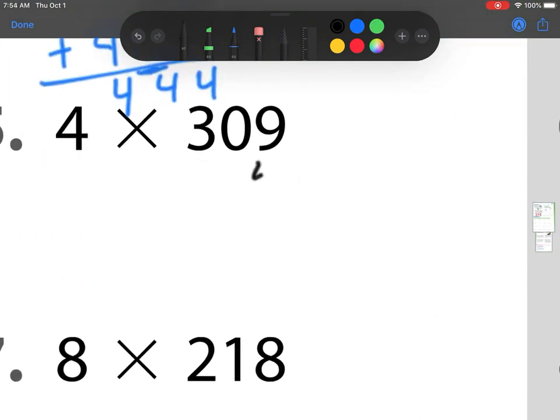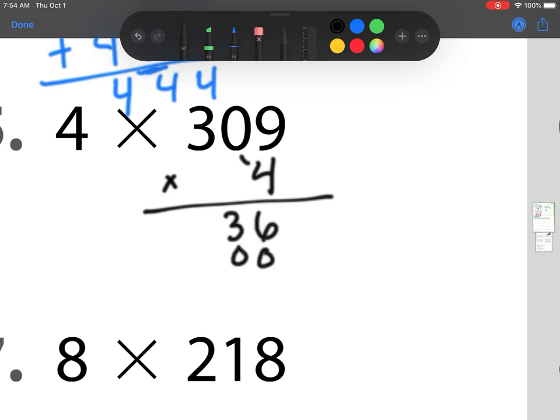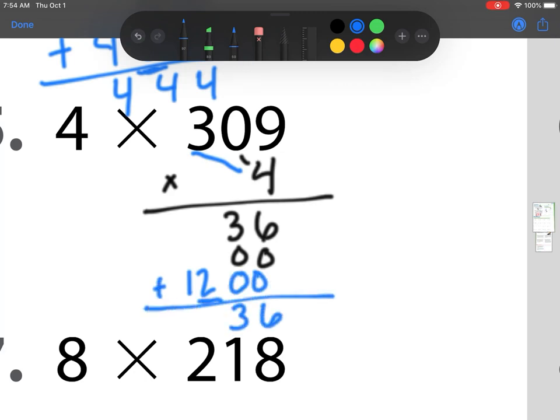Okay, so here we're going to start. Remember, I'm always going to rewrite it so they're stacked. 4 times 9 is 36. 4 times 0 is 0, which made it easy. And then our last one, 4 times 3 is 12. And since I'm in a hundreds place value, I put those 2 zeros. Add them up, I get 1,236.